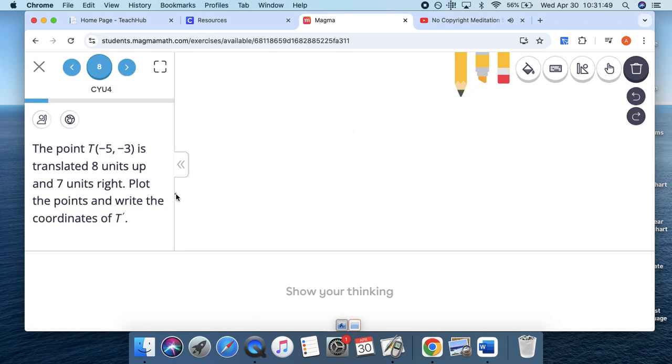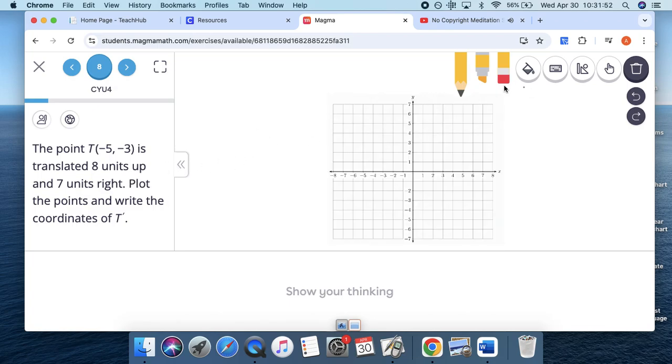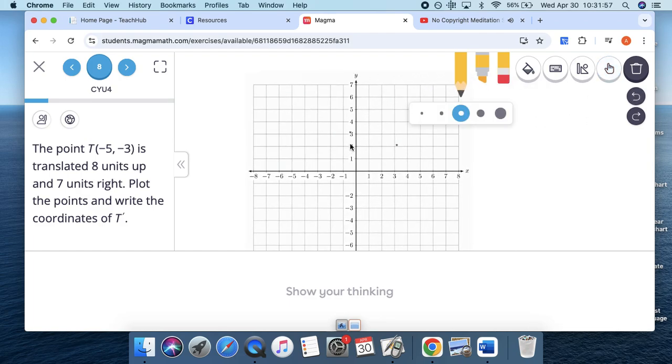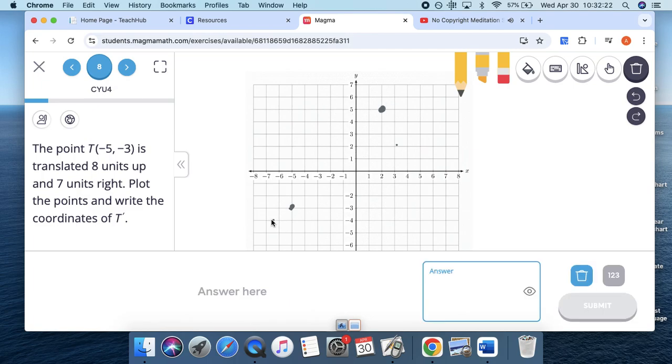8. So the point T, so let me make this guy a little bigger. Point T is at -5, -3. Let me make a dot right there. And then it's translated 8 units up. So we're going to take this point here and translate it 8 units up and then 7 to the right. So let's just count 1, 2, 3, 4, 5, 6, 7, 8, and then 7 to the right. 1, 2, 3, 4, 5, 6, 7. So this is T, and this is T prime. So the answer would be 2, 5.